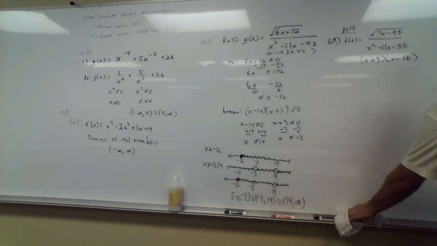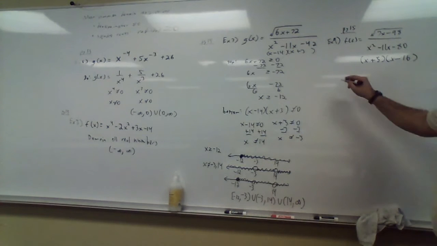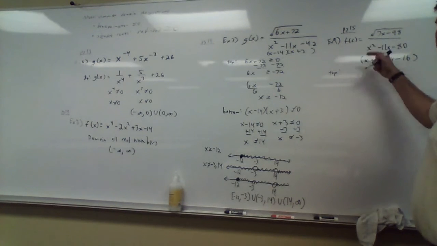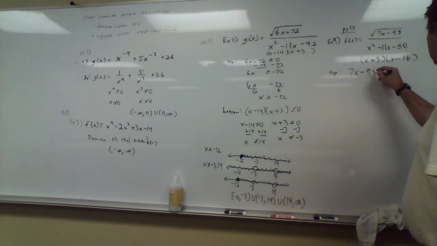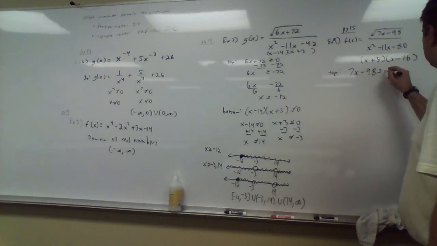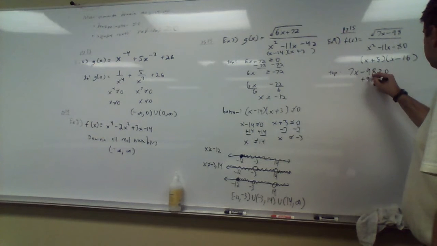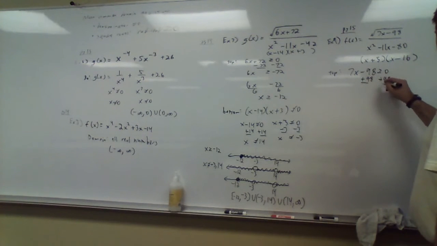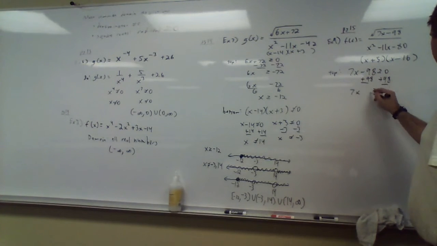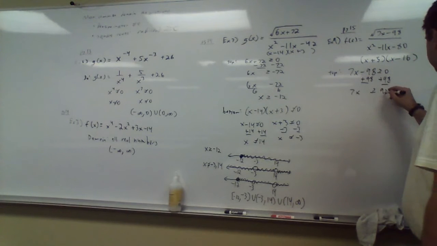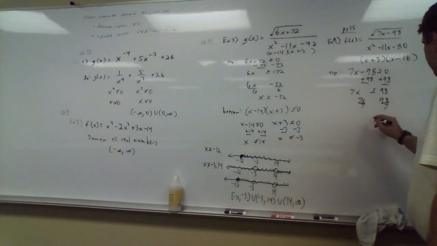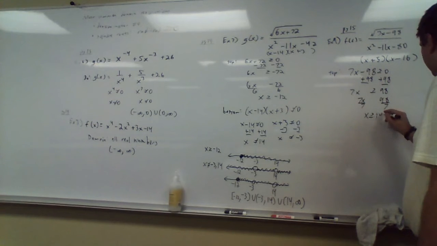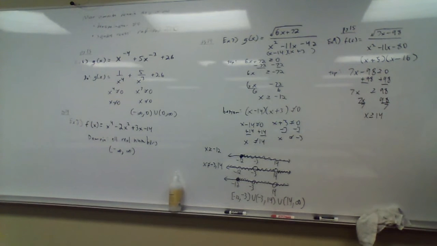All right, so top. Remember, for square roots, radicands have to be greater than or equal to 0. Okay? Add your 98. 7x has to be greater than or equal to 98. Divide off the 7. X has to be greater than or equal to 14. Okay?